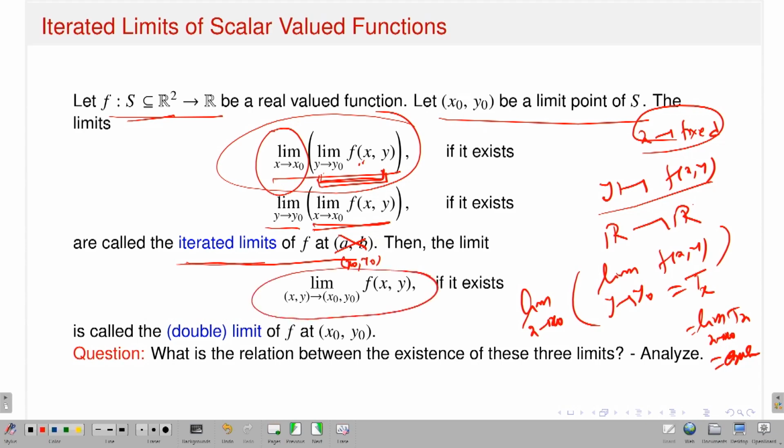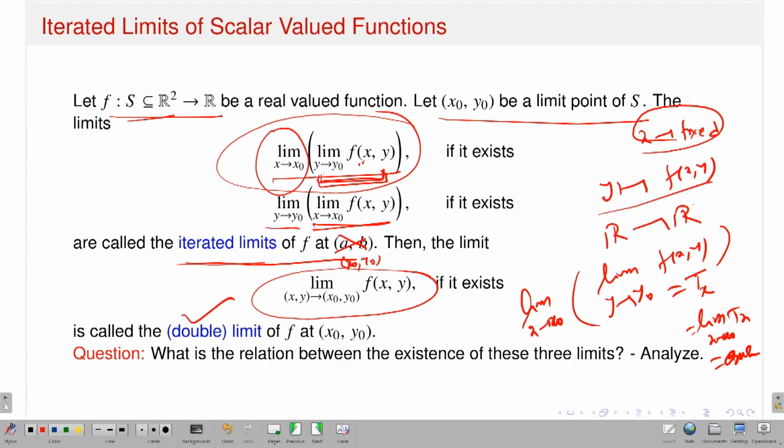And what is this? This is the symbol I already explained. So this is the existence of the limit of a several variable function. That means if I have a function f from R2 to R, if this limit exists, then I will say that this is the double limit. So the limit I have already defined is called the double limit.